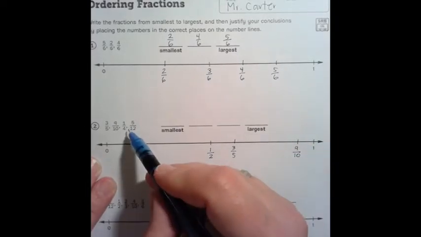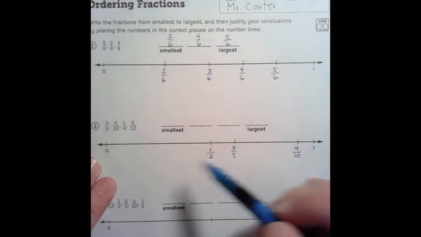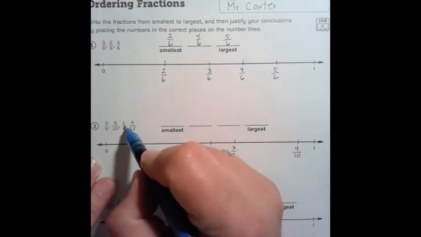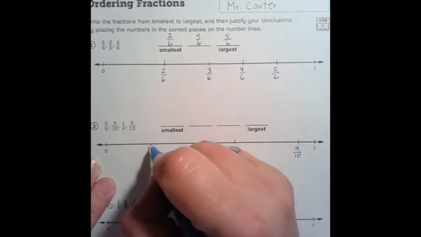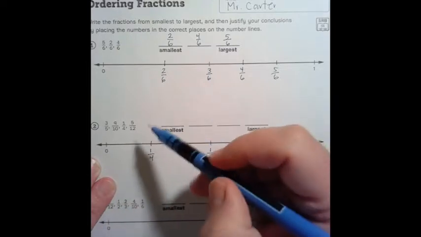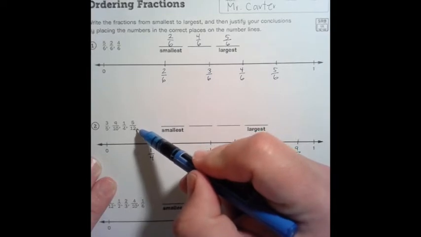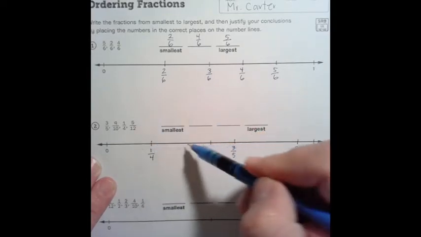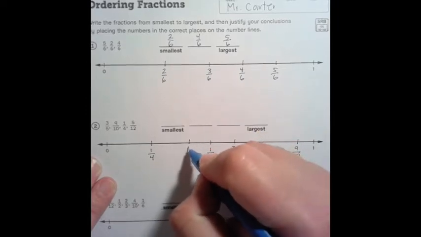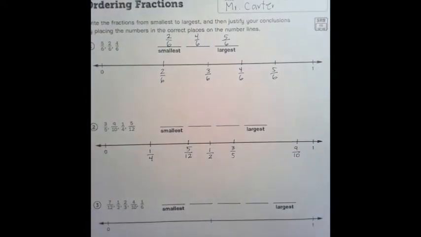If we look at 1/4, we know that half of 4 is 2, so half would be 2/4. That means 1/4 would have to come before half, so let's put 1/4 over here. And we know that half of 12 is 6, and we have 5/12. So it would come before the half, but really close to the half. So I would put 5/12 there.